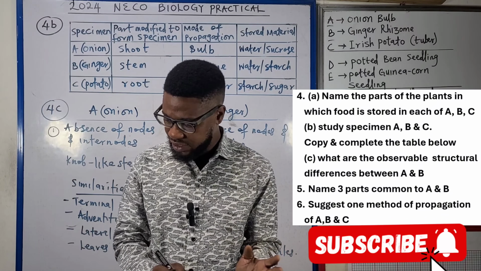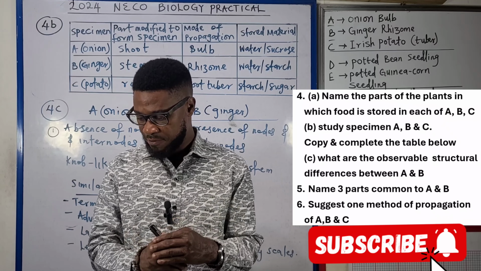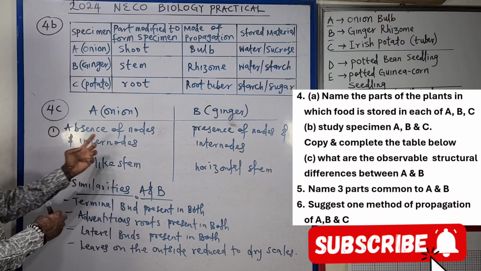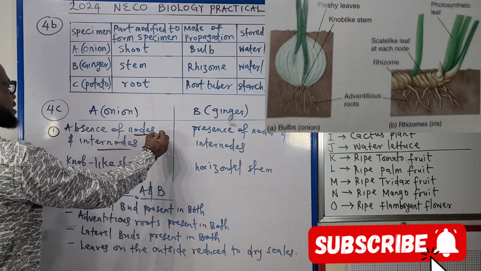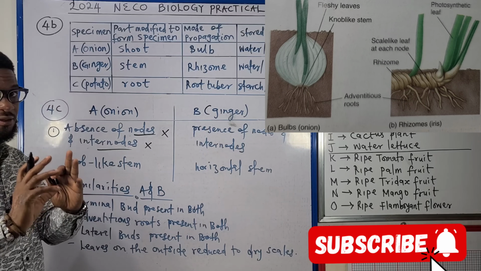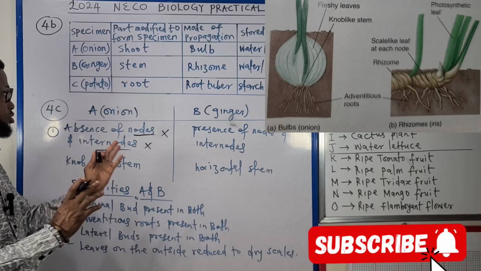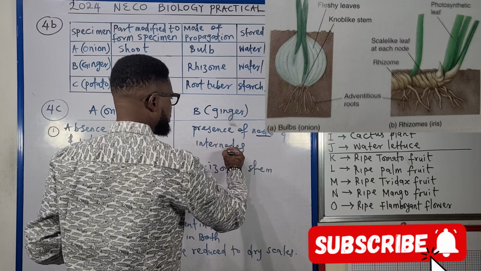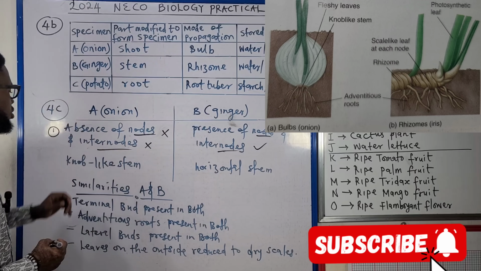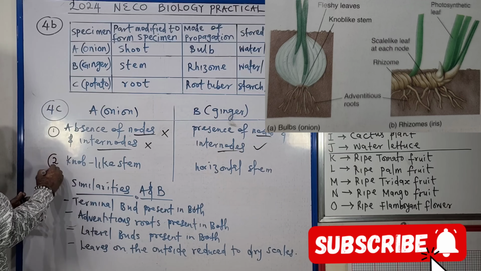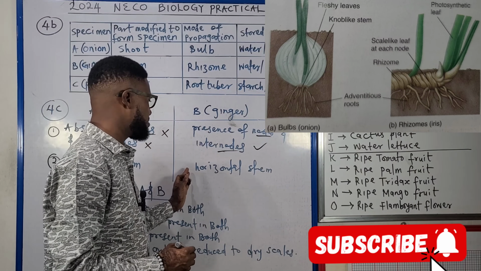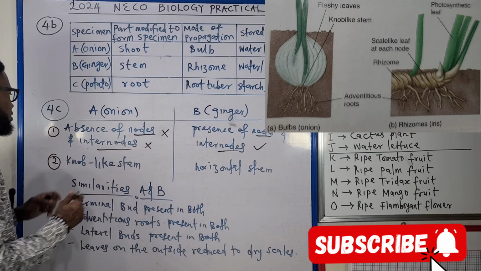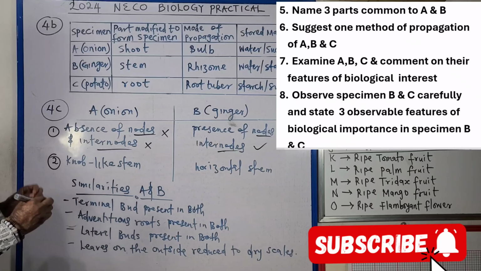So what are the differences that we can observe structurally between A and B? In the case of A, that's onion, nodes and internodes are absent, as you can see in the two diagrams on your screen talking about onion and ginger. In the case of the ginger, nodes and internodes are present. Then when you look at the onion, the stem is knob-like, whereas for ginger, the stem is horizontal. You understand? The stem runs horizontally. Those are the two conspicuous structural differences.